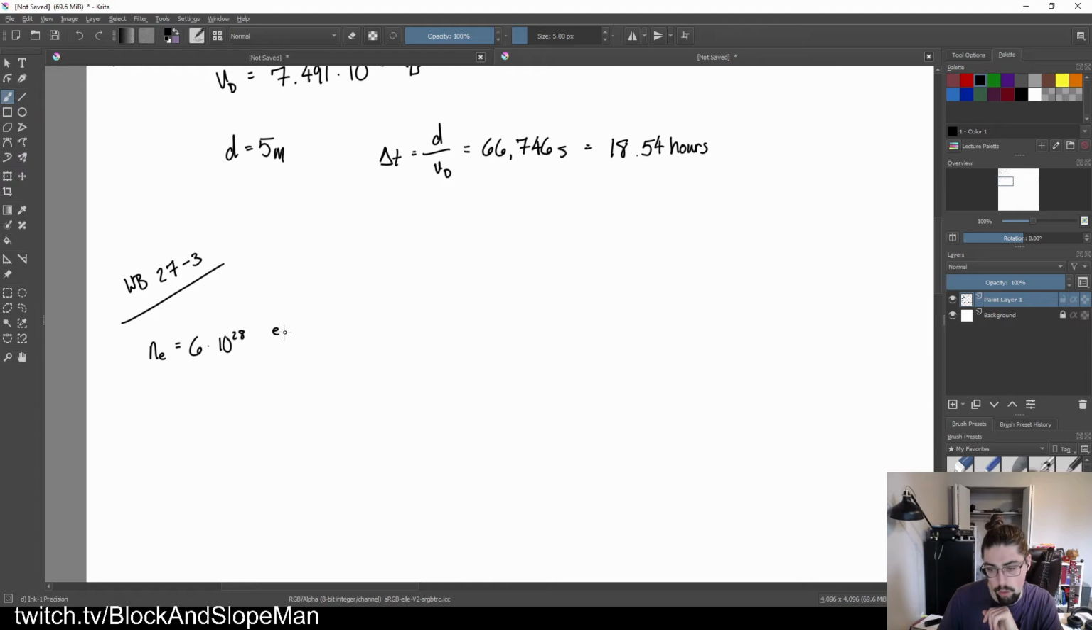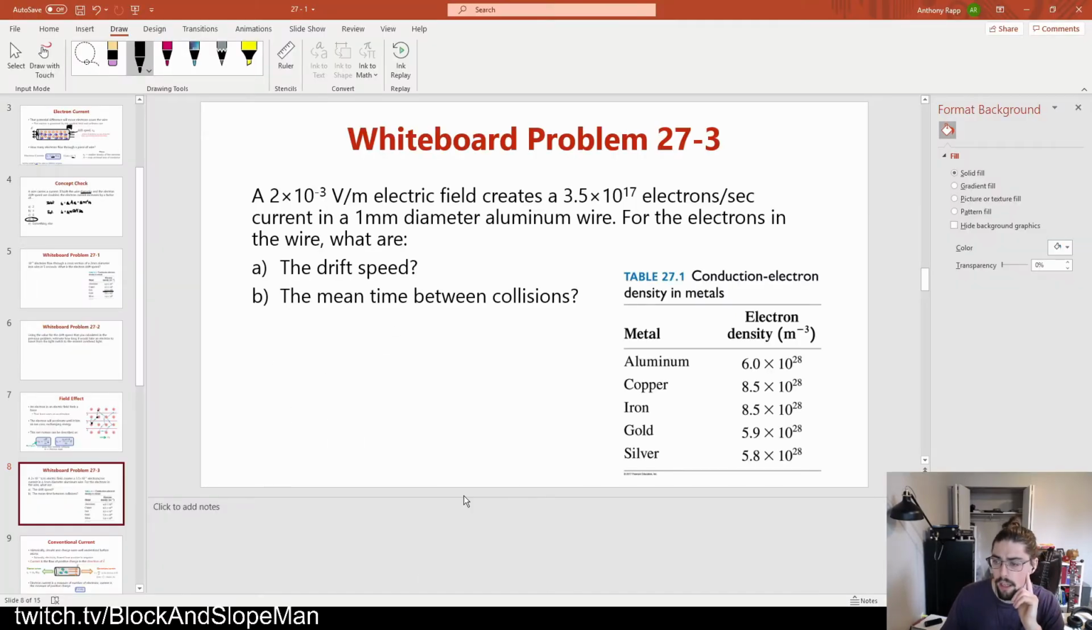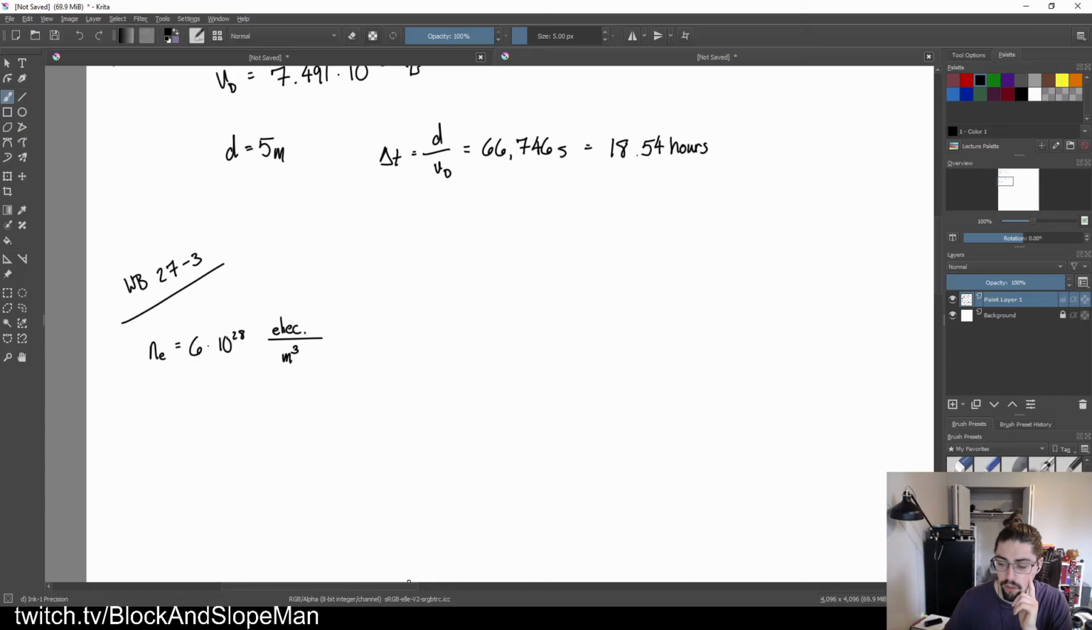And I'll go ahead and write out units for all of these things so we keep track of it. Electrons per cubic meter. But again, remember that the electrons are not a real unit, so it's technically just per cubic meter. But electrons helps me keep track. Hopefully it helps you keep track. All that good stuff. We also have a 1 millimeter diameter and 3.5 times 10 to the 17th electrons per second.